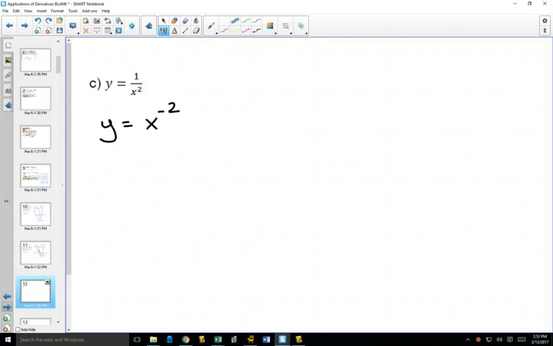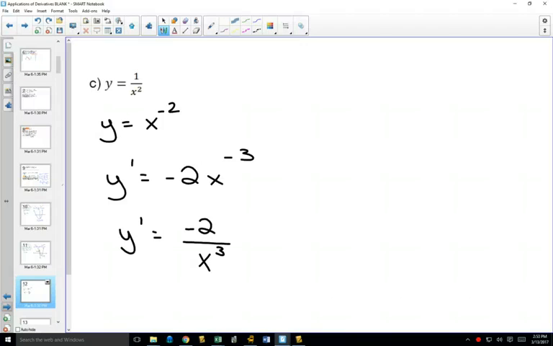So finding the derivative, bring the 2 in front, subtract 1 from the exponent. So we could write our derivative as negative 2 over x cubed. As far as our critical points are, we need to find out where our derivative is equal to 0. Can you tell that this never equals 0?